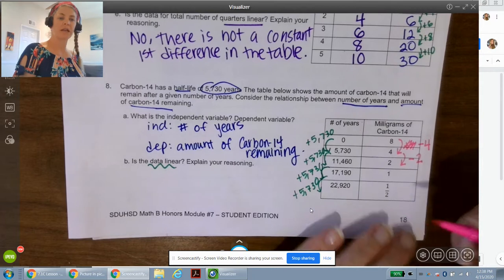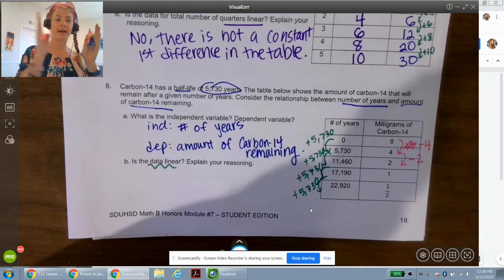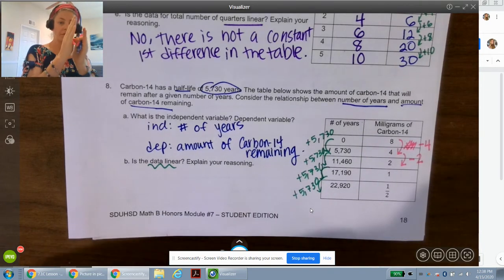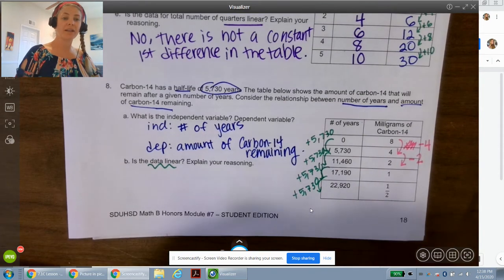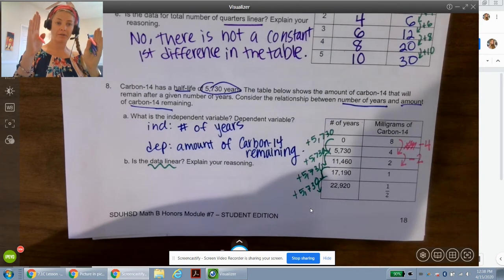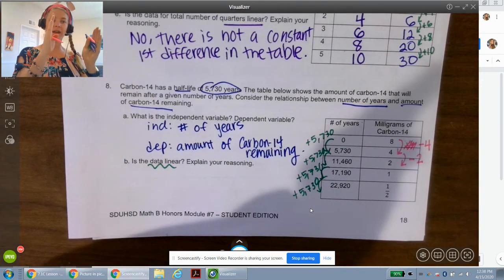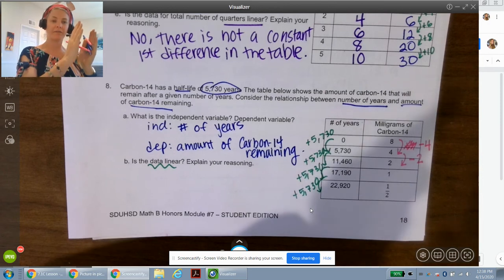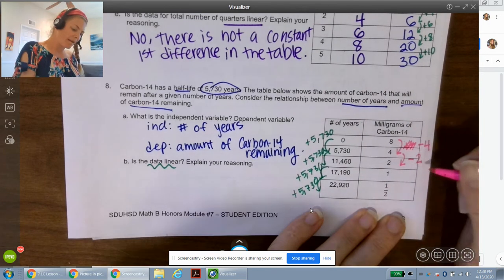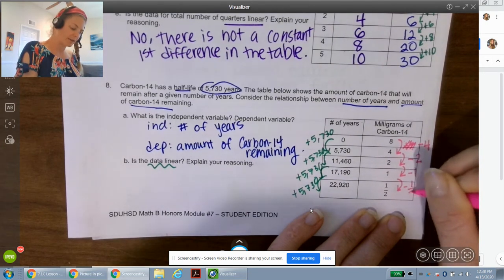Well, that makes sense, because if you have a half-life and half the amount decreases, you're never going to get to 0, first of all. You're always going to have half of what there was before, right? So half of a bigger number is going to be greater than half of its half, because it gets smaller. From here, we're going to subtract 1. And from here, we're going to subtract a half.